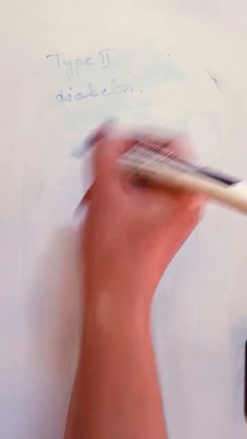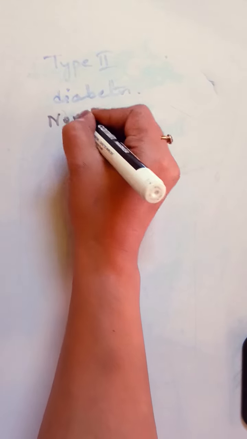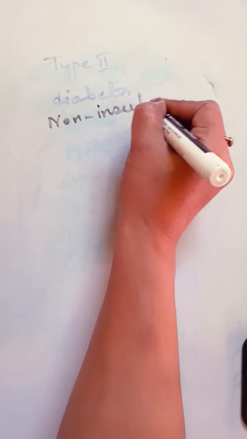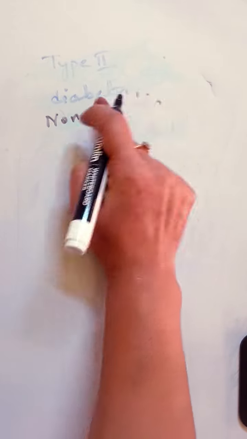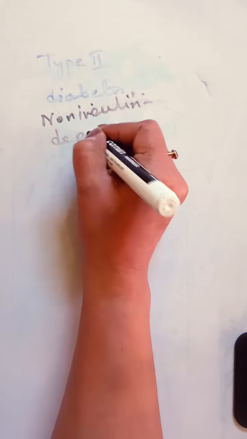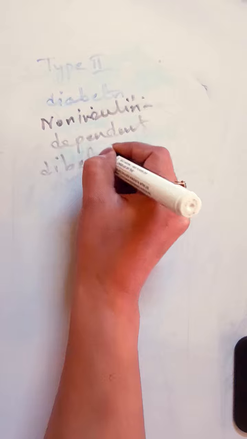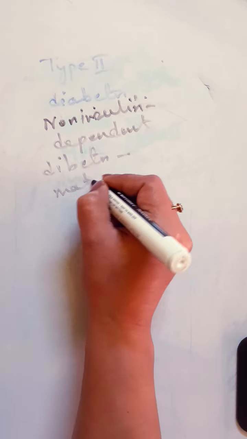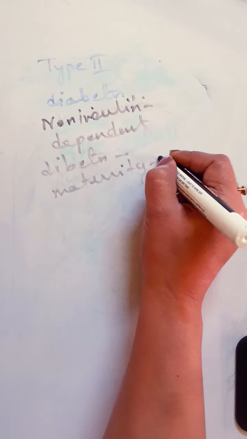Okay, type 2 diabetes, also known as non-insulin dependent diabetes, there is no hyphen in this, or also known as maturity onset diabetes. Okay, maturity onset diabetes, also known as type 2 diabetes.